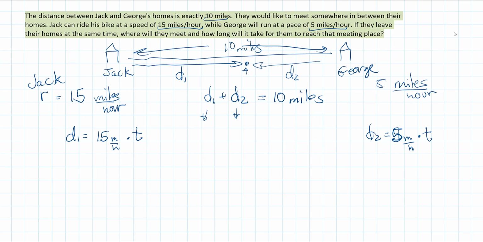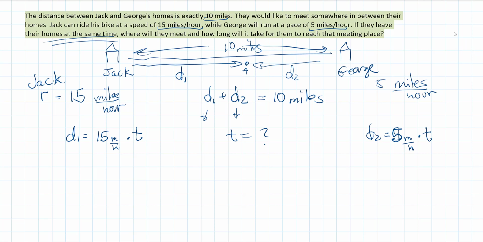But since they're leaving at the same time, it says that they will leave their homes at the same time. Obviously, they will meet at the same time, right? They'll reach each other at a certain moment. So that time is the same time. We just don't know what this time is, so we don't know how long it'll take. But what we do know is that they will be moving the same amount of time. So George will run the same amount of time that Jack will ride his bike.